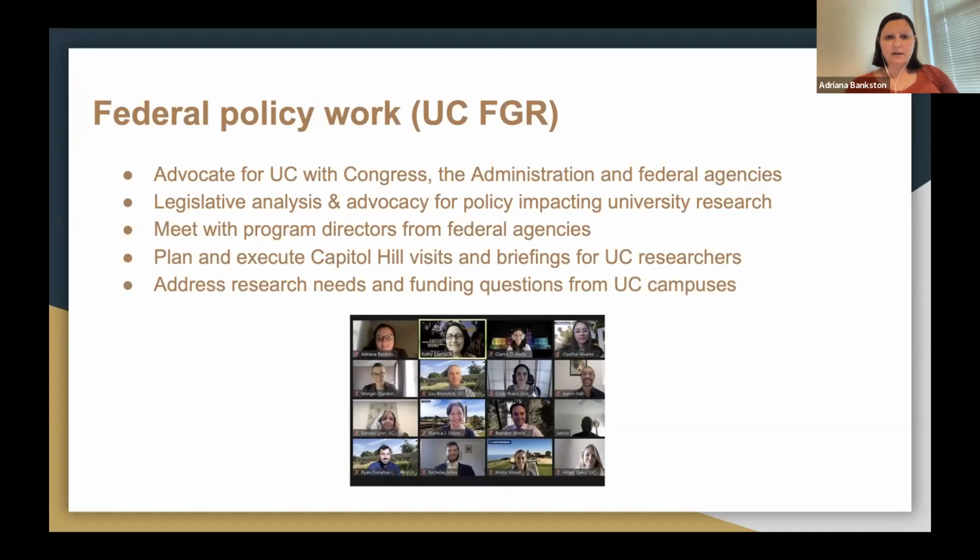So the job itself is very focused on the research portfolio. We advocate for the university with Congress, administration, and federal agencies. So what this means is obviously a lot of legislative analysis. This is really analyzing bills that impact university research, advocating for specific policies.